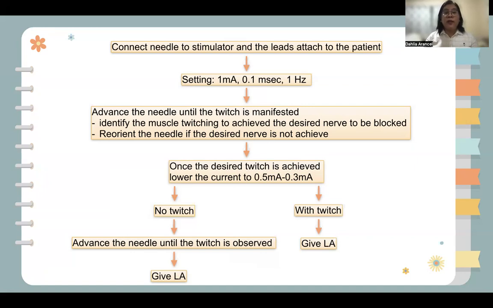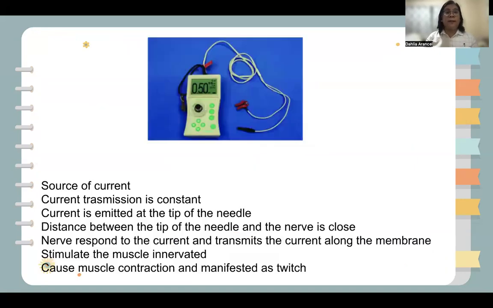Once the desired twitch is achieved, lower the current to between 0.5 and 0.3 milliampere. If there is no twitch, advance the needle until the twitch is observed and give the local anesthetic. But if there is a twitch, then give the local anesthetic.